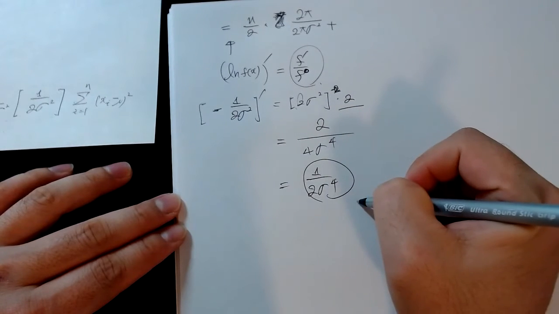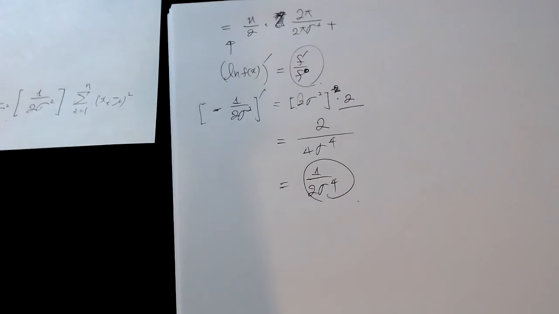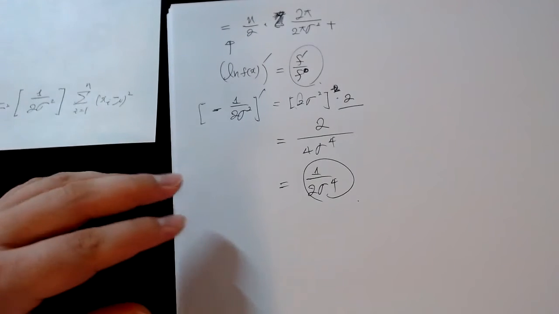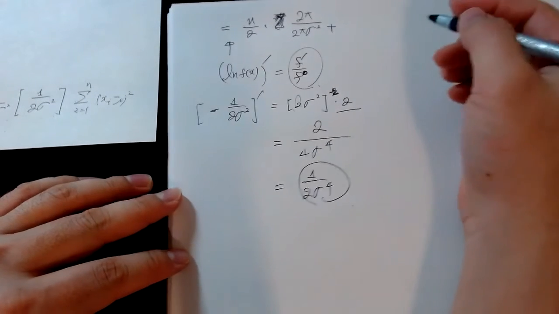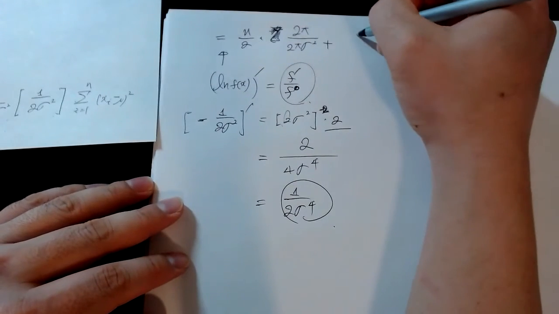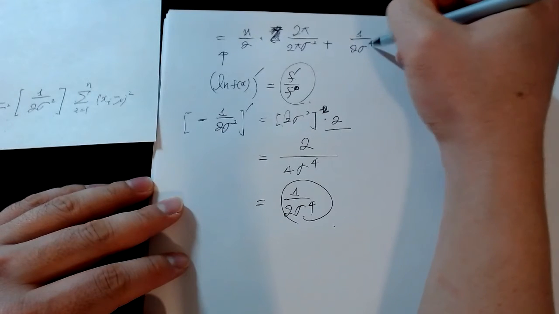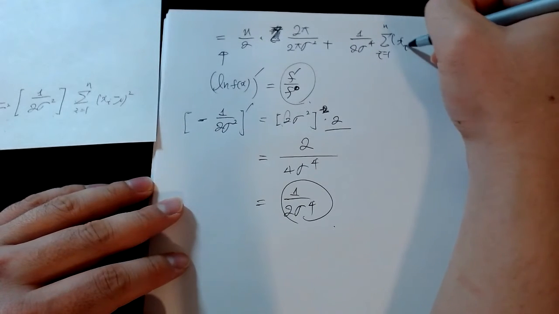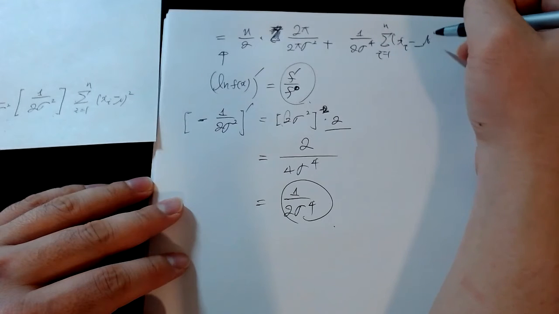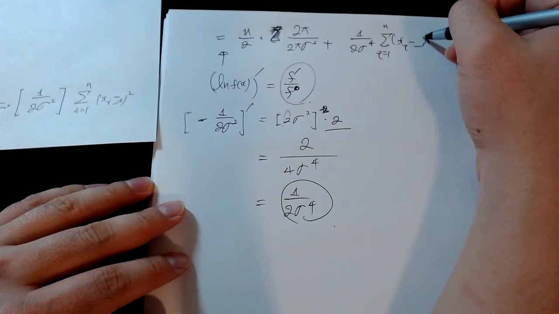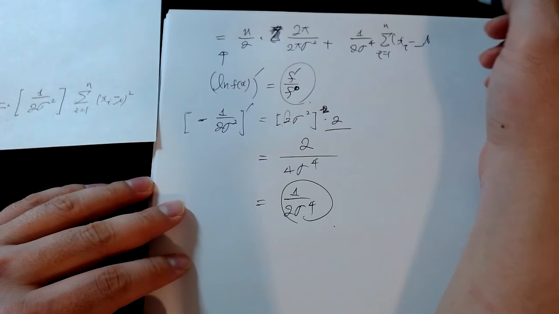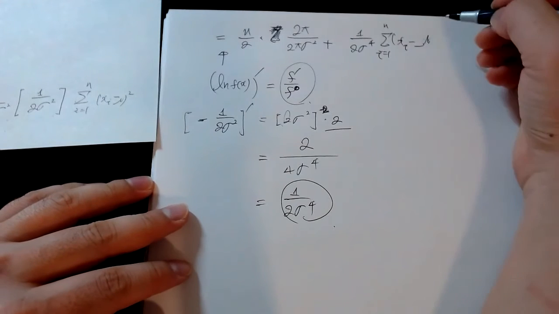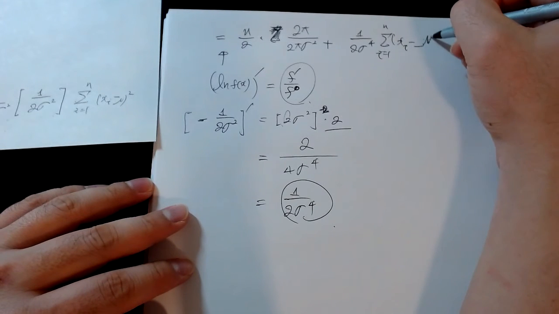I gave a little bit of time to think about this one. So keep in mind this. So now the plus, we got 1 over 2 sigma to the fourth power, and the sum from i equals 1 to n of (xi minus mu) squared.